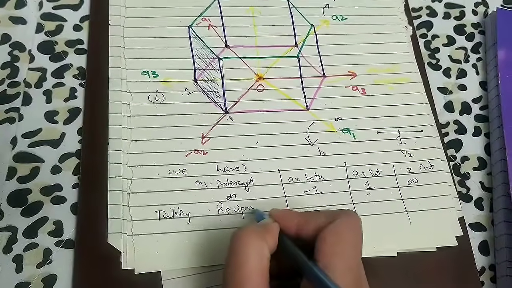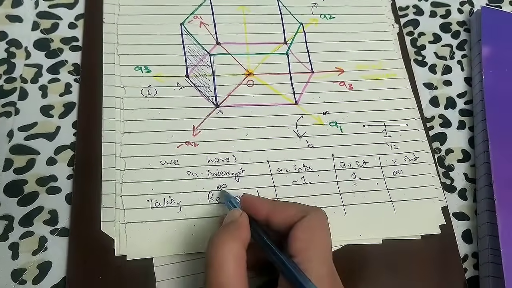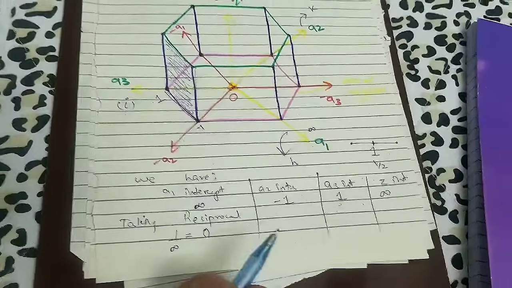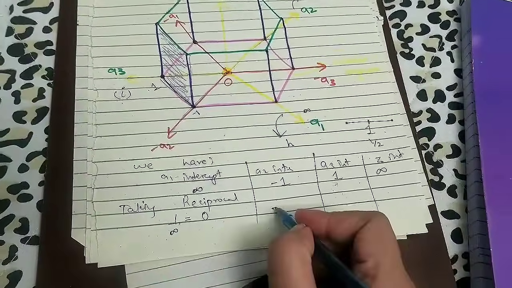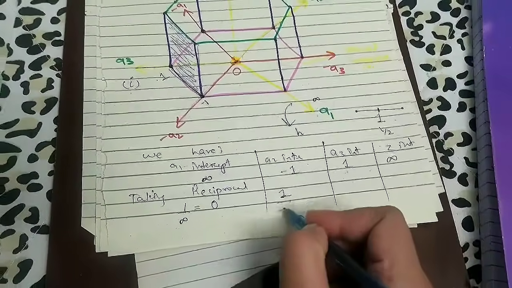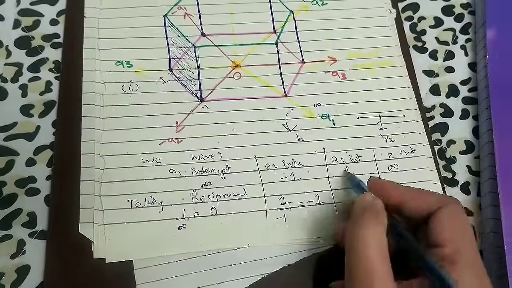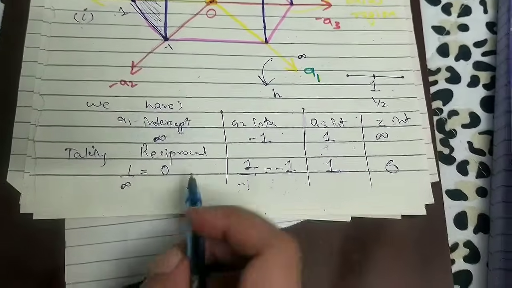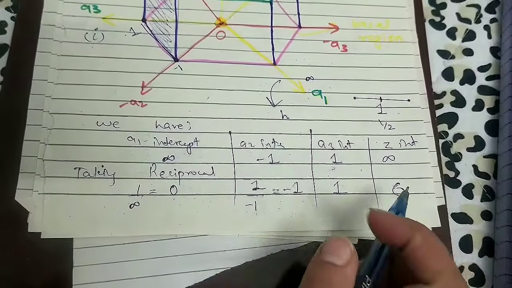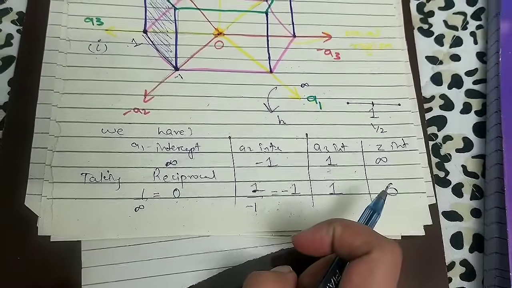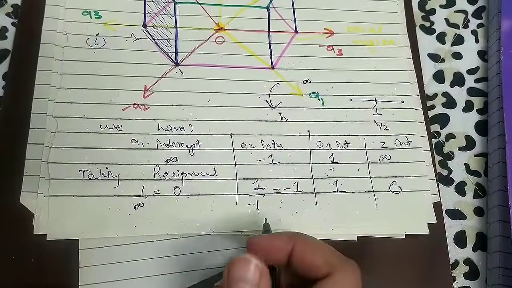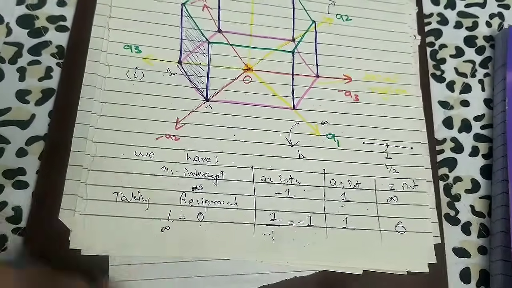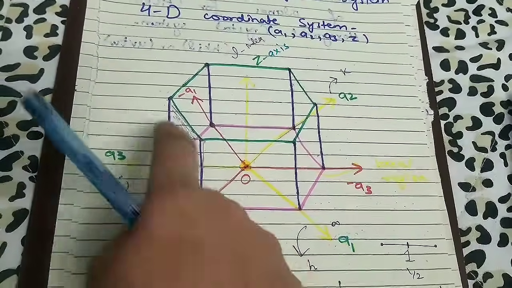The second step is to take the reciprocal. Taking the reciprocal of infinity, 1 over infinity, comes out to be 0. We'll take the inverse of -1, and it is -1 again. Inverse of 1 is again 1. Inverse of infinity is 0. So we got 0, -1, 1 and 0 as the final indices, because we can see here there is no fraction involved. That is why these are the final Bravais indices, or indices of plane, for this specific plane.